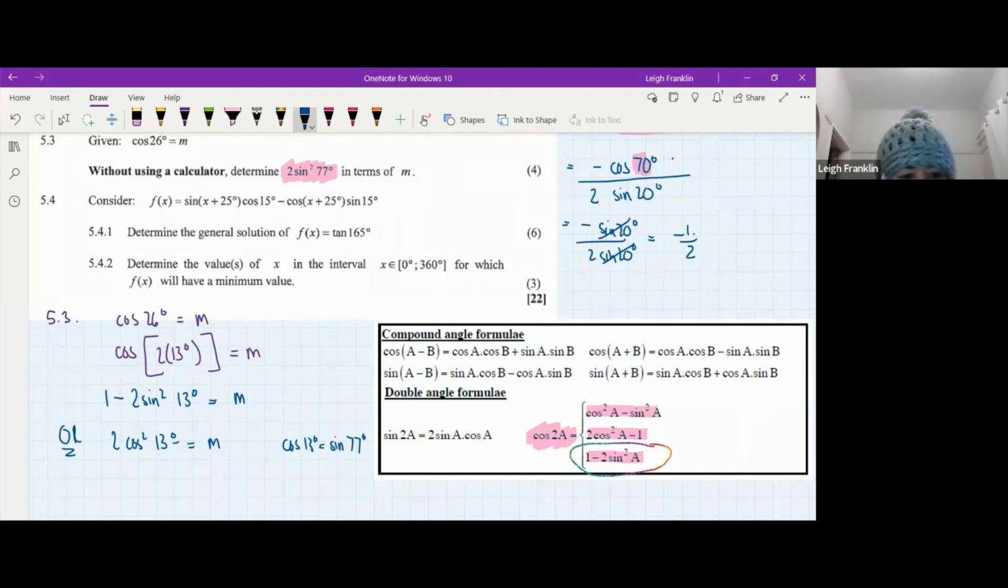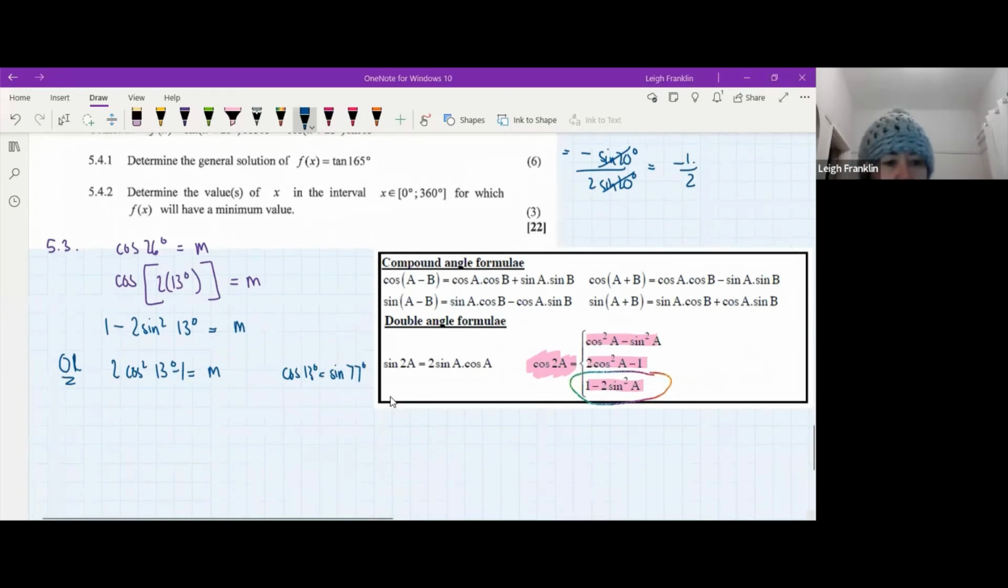Sorry, there needs to be a -1 over here. Sorry, I missed out on that. I beg your pardon, when I wrote 2 cos squared 13 equals m, it's not. It's 2 cos squared 13 minus 1 equals m. So I've just slipped the -1 in over here. So now I'm writing this cos squared 13 as sine squared 77, so 2 sine squared 77 minus 1 equals m.